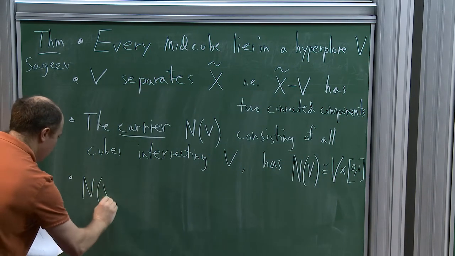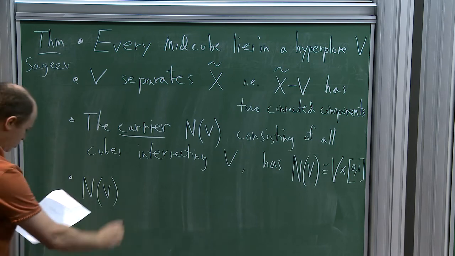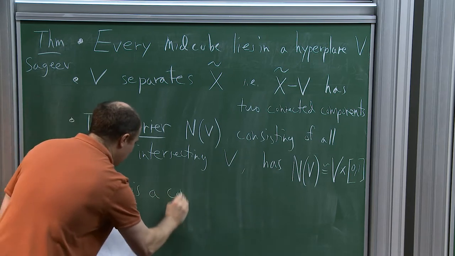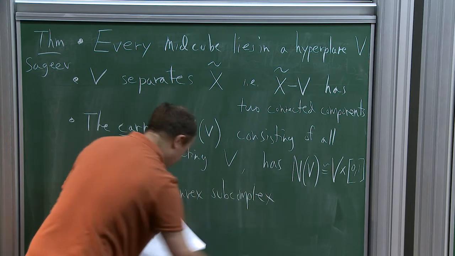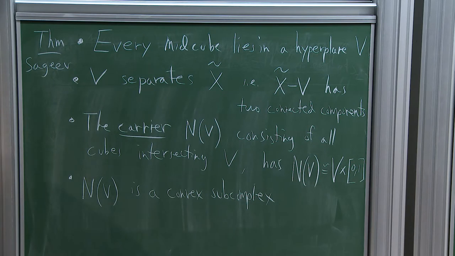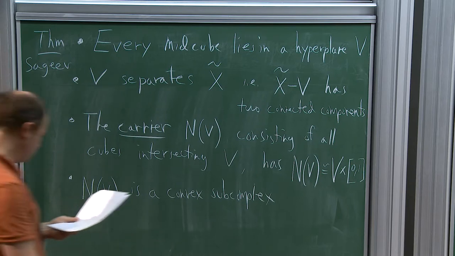This carrier of our hyperplane turns out to be a convex subcomplex. I'm going to talk about convexity later, but you can understand it for what it means, right? Any geodesic whose endpoints lie inside of it lies inside of it. And you know about the metric on CAT(0) spaces that I described already. I'm going to tell you about another metric in a moment.